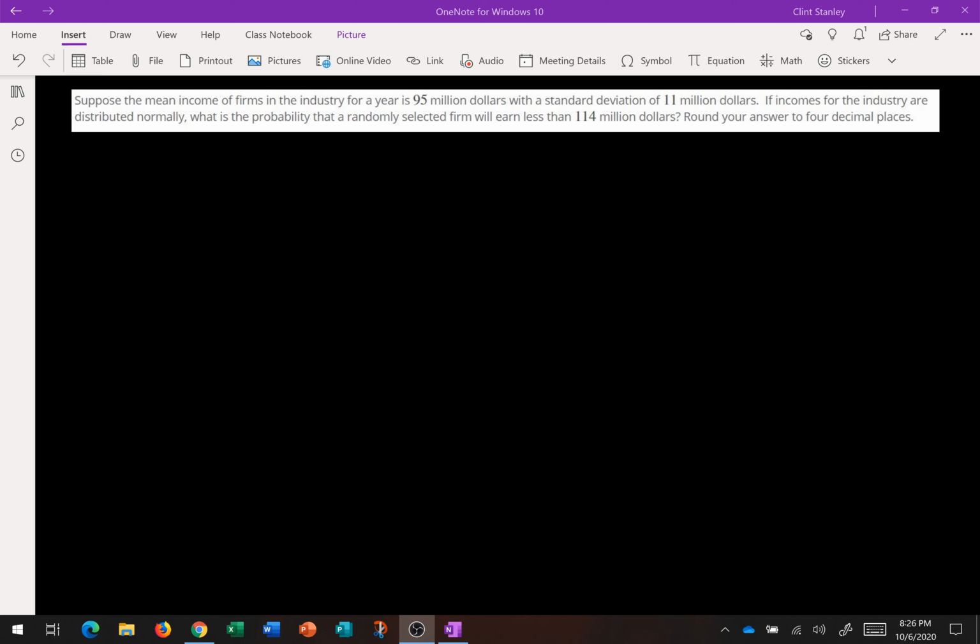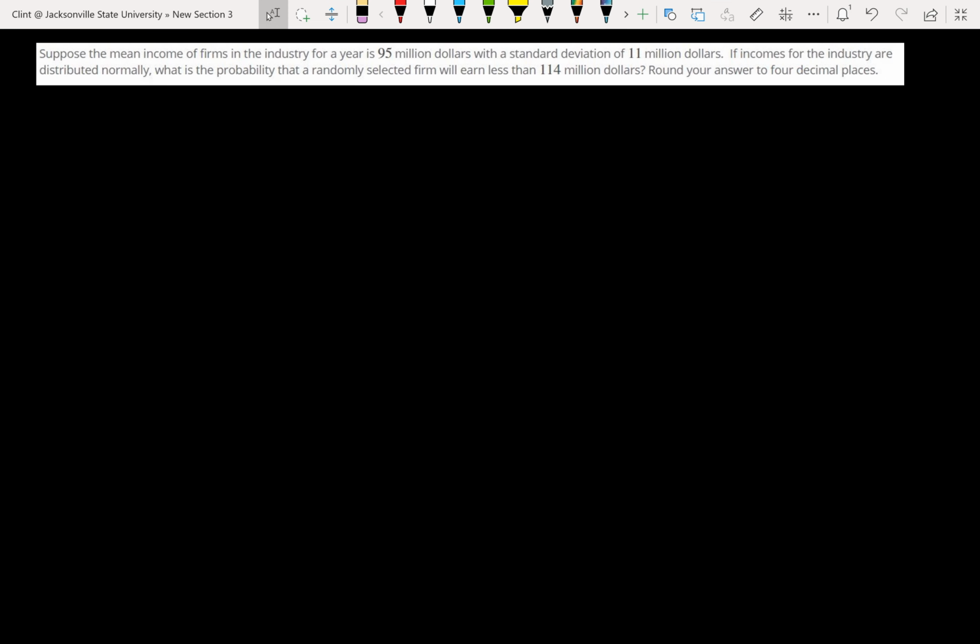So this one says, suppose the mean income of firms in the industry for a year is $95 million with a standard deviation of $11 million. If incomes for the industry are distributed normally, what is the probability that a randomly selected firm will earn less than $114 million? So it tells us that our data is distributed normally here. Okay, so that's important. That means we're going to use a z-value in this problem.